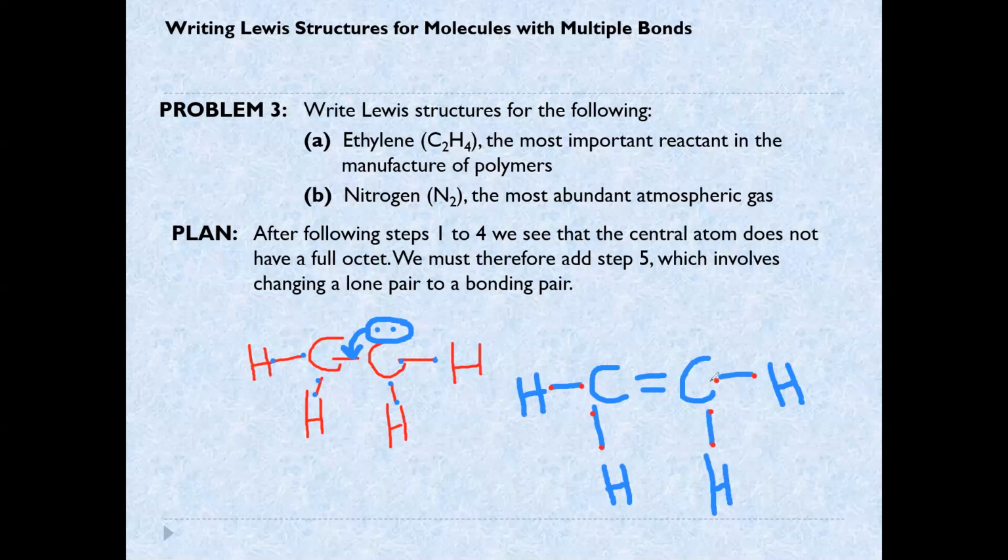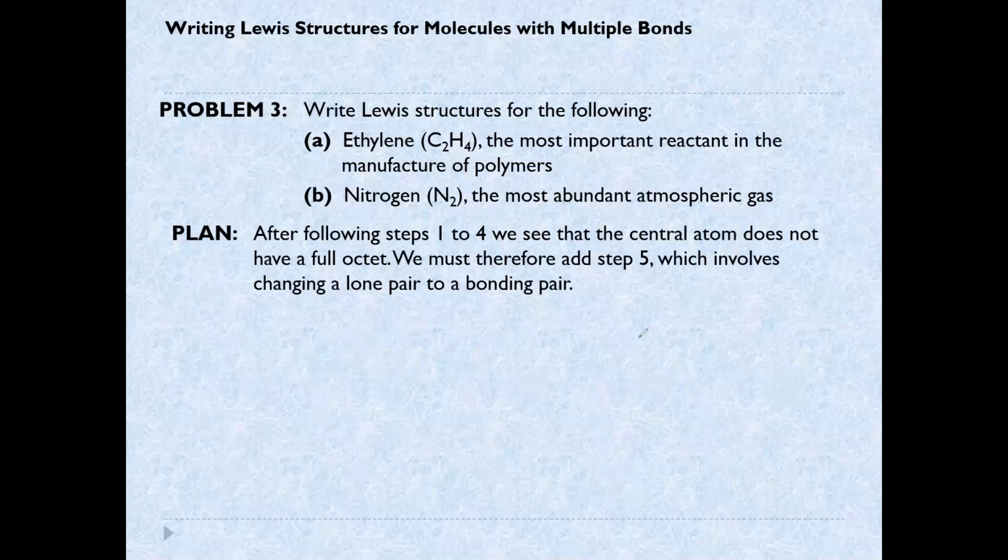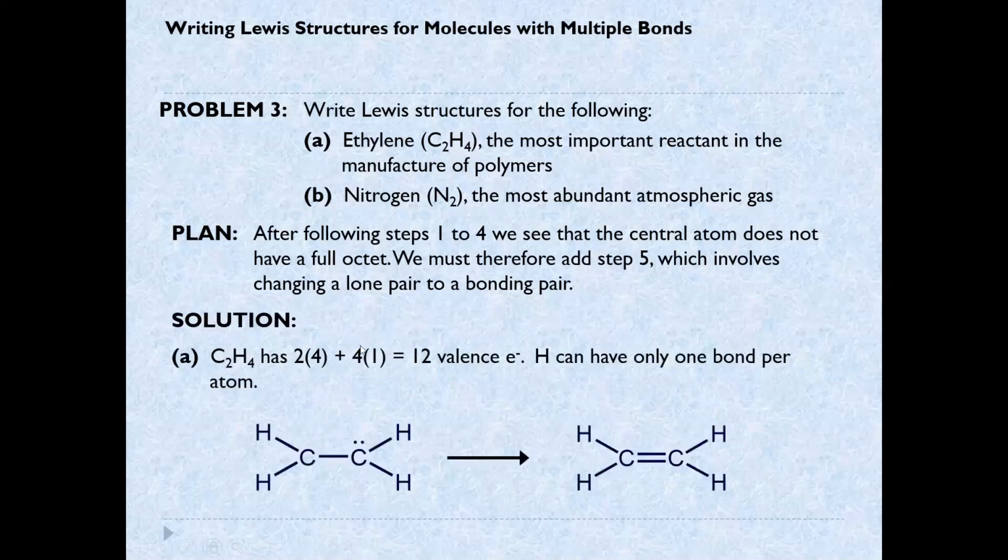Let's count for this carbon. One, two, three, four, five, six, seven, eight. So this carbon is happy. Let's count for this one. One, two, three, four, five, six, seven, eight. So that is how you form your structure when you have insufficient electrons. That is for C2H4. So that's the example that has been done here.